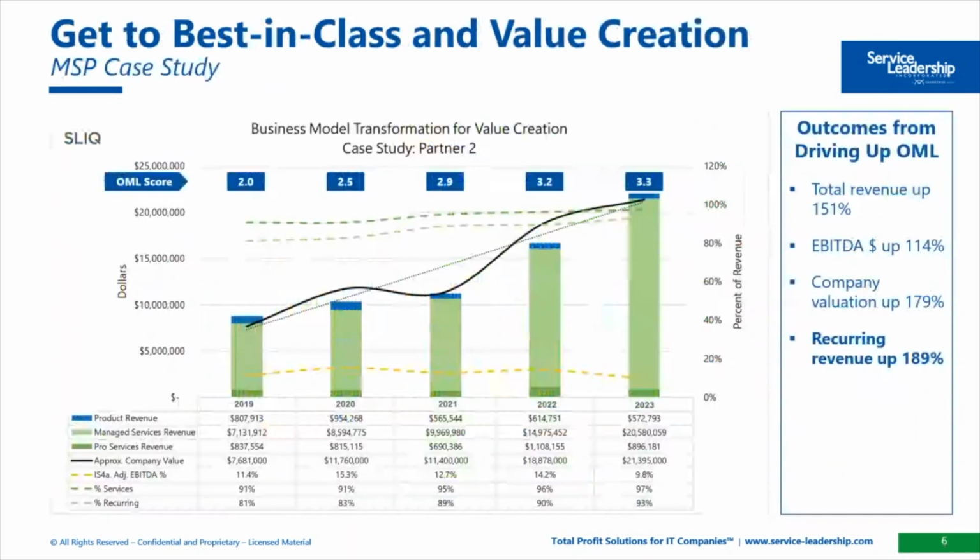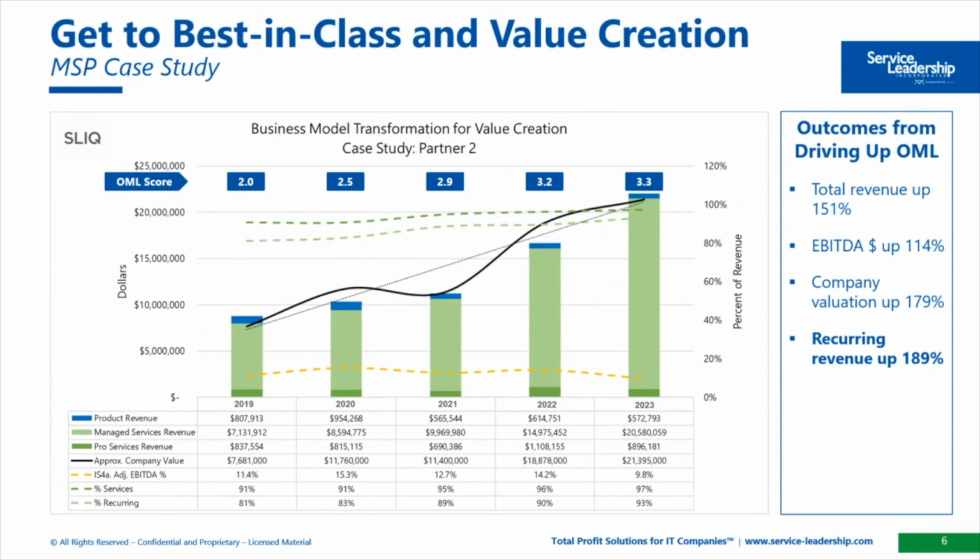Here's a look at an MSP case study. So this is a partner with organic growth. What you don't see is any acquisition going on here over the course of the 5-year period. What this MSP was able to do is move their operational maturity level from 2.0 to 3.3 on that 5 scale, and you can see how much they were able to accelerate their growth.